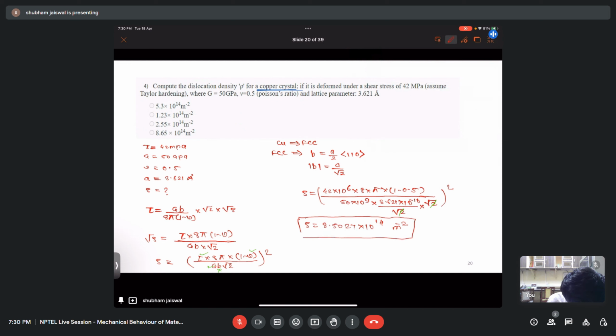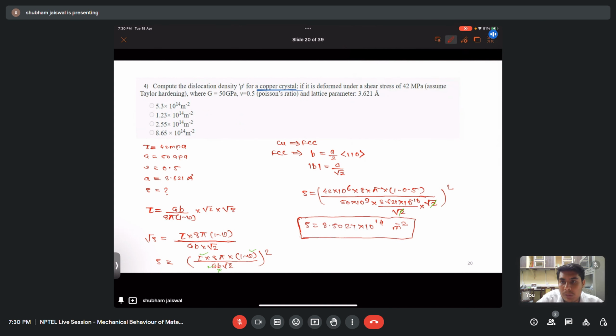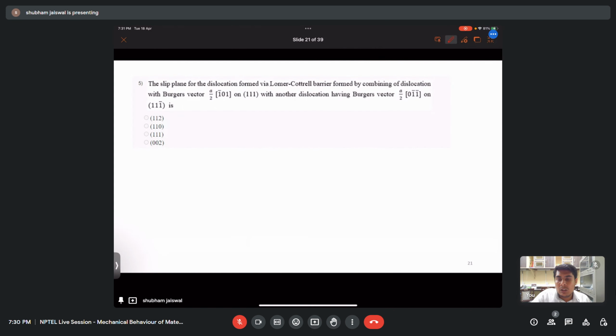So if we see the values which is close to this value among the above 4 options, only option 4 is very close to our answer. So the fourth one is the correct one. Now moving towards the next question.